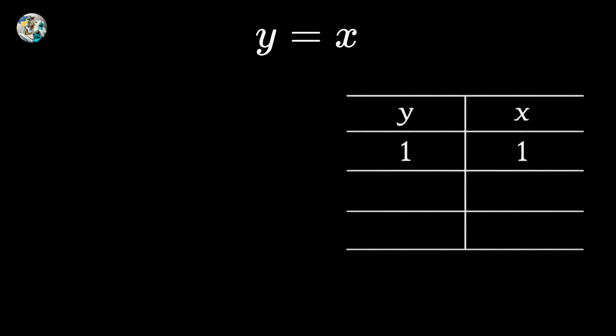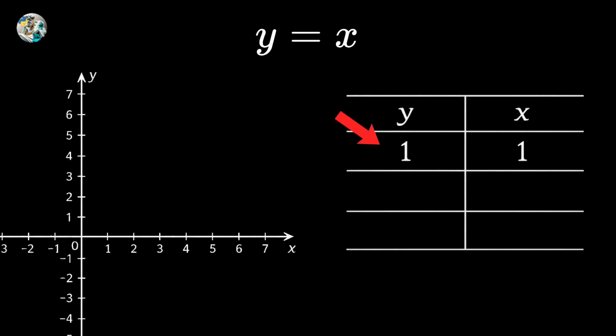Let's start with this function, y equals x. This means that for every possible y value, x is the same. Let's make a table showing this. Let's start with 1. y is 1. Then x is 1 too, because our rule states that the 2 points must be the same. And the same thing goes for 2 and 3 and so on.